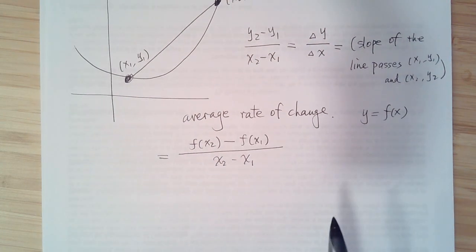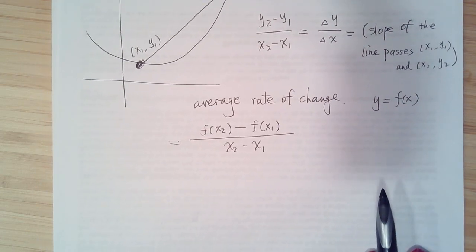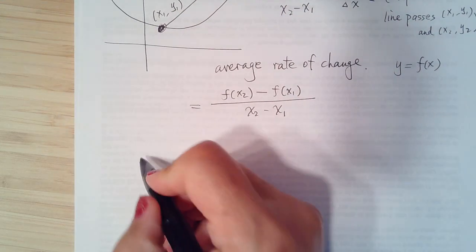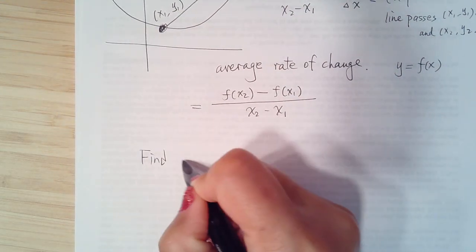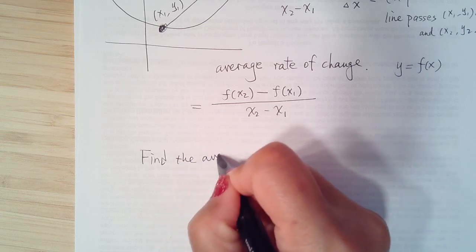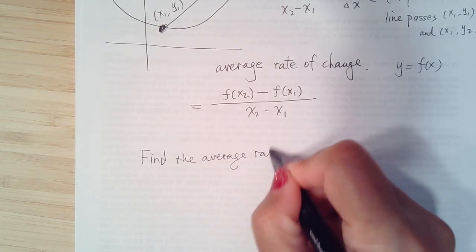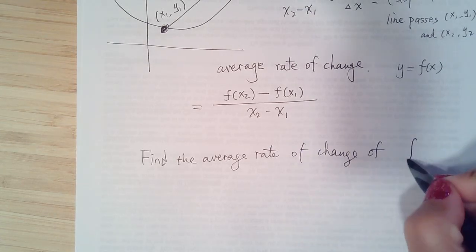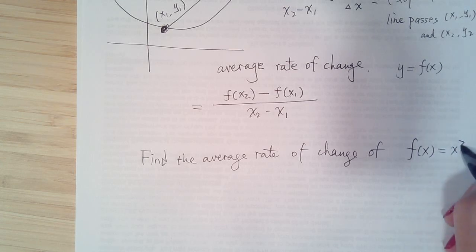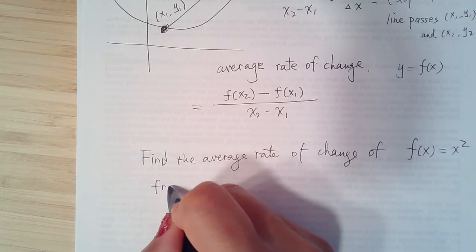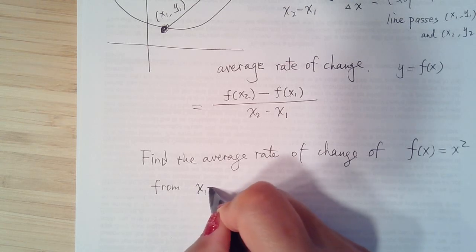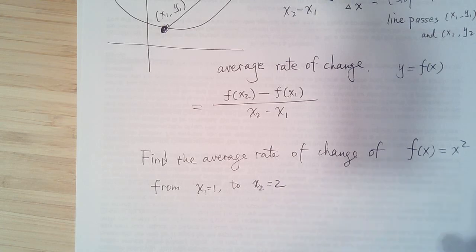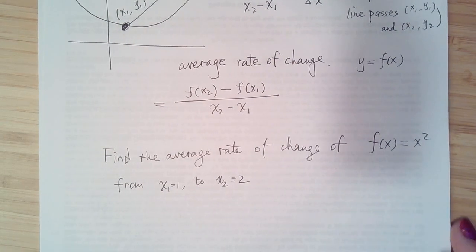Okay. All right, now, I'm going to ask you to calculate the average rate of change, give you a function and give you 2 x values. For example, I ask you to find the average rate of change of, okay, I give you the function f of x equals x squared from x1 equals 1 to x2 equals 2. So when x goes from 1 to 2, what is the average rate of change?